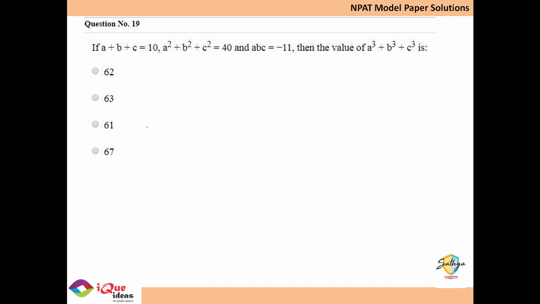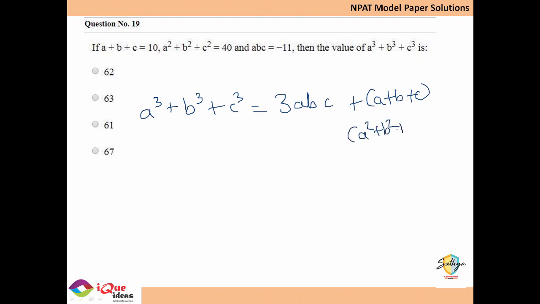Okay, the 19th one. Now this is a funda that you have to know, right? The formula that you have to know is simply that a cube plus b cube plus c cube is nothing but 3 times abc plus a plus b plus c into a square plus b square plus c square minus ab minus bc minus ca. This is a formula that you will have to remember. Let me put up that formula once again on the screen, right?